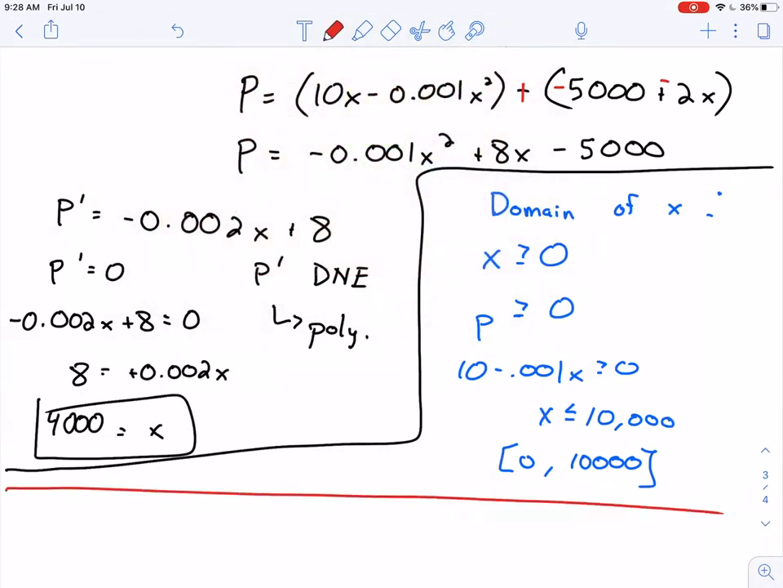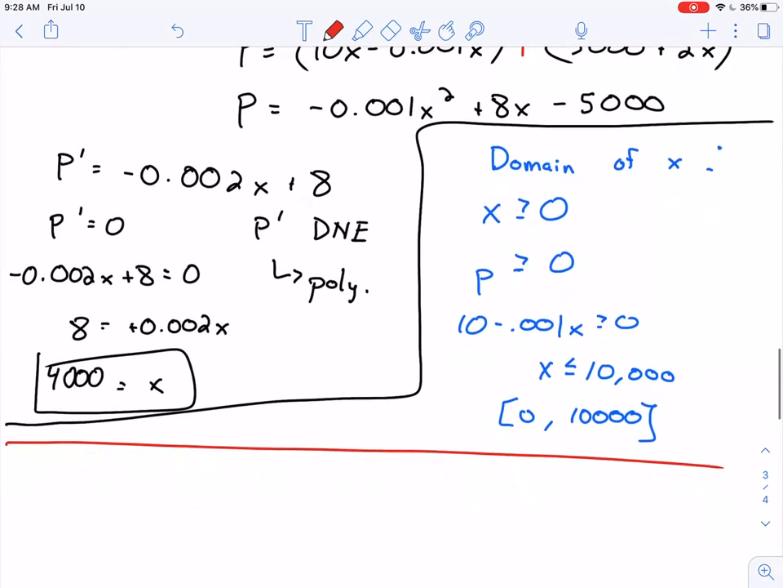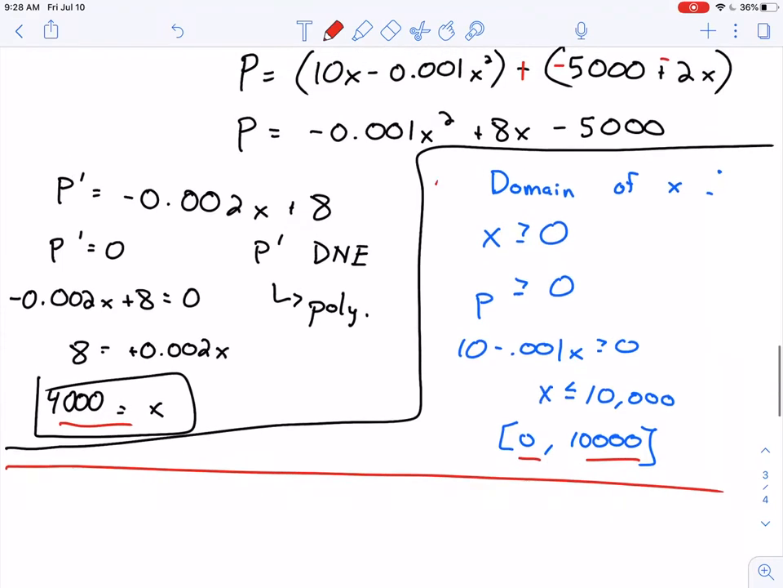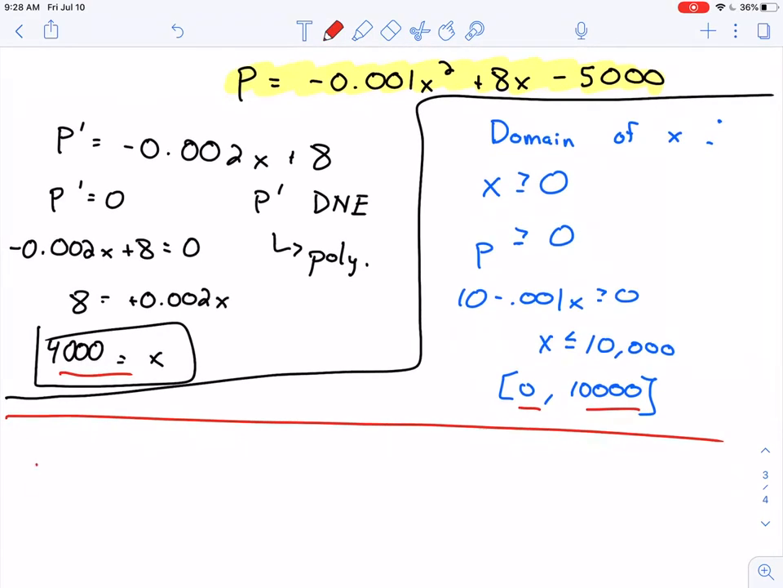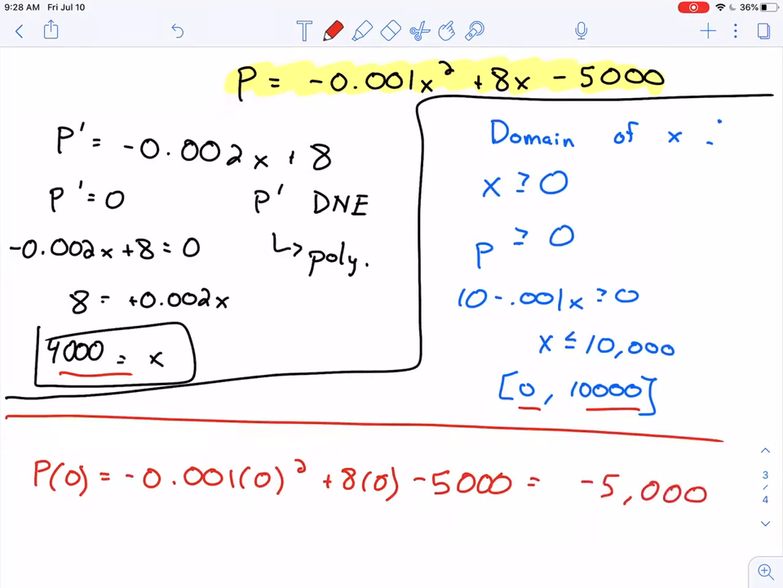So I'm going to test my endpoints and my critical point. So I'm testing these three values with my profit function. I'm going to plug them in and see what we get back. So my profit function, let's look at 0 first. P of 0 is equal to negative 0.001 times 0 squared plus 8 times 0 minus 5,000. This will give me a profit of negative $5,000.